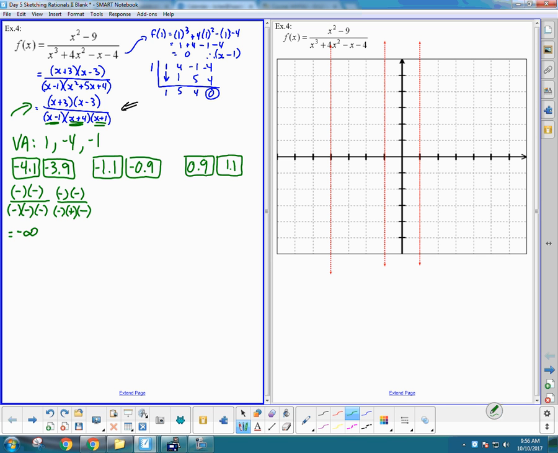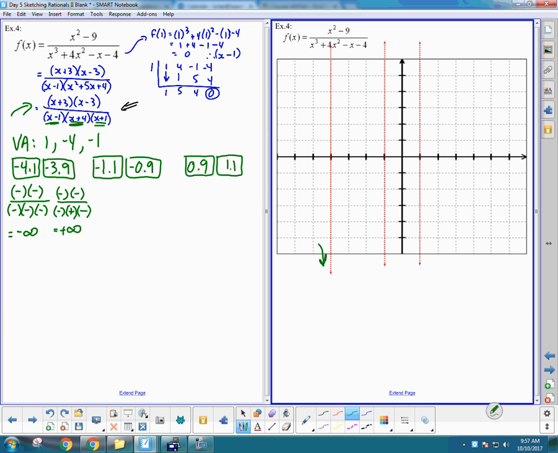So on the top, I'm going to end up with a negative times a negative, which is positive. On the bottom, I'm going to end up with a positive as well. So if I divide those, I'm going to end up with positive. So when I translate that to the left side of my graph, I'm going to have negative. On the left-hand side, it's going to go down negative infinity. And on the right-hand side, it's going to go to positive infinity.